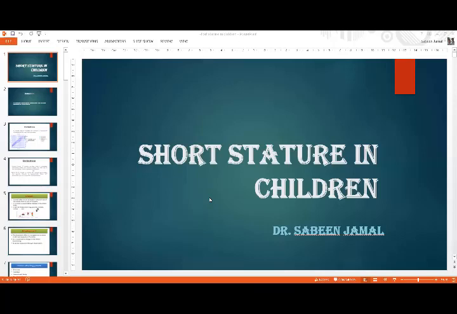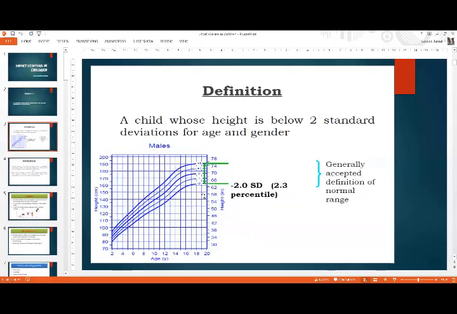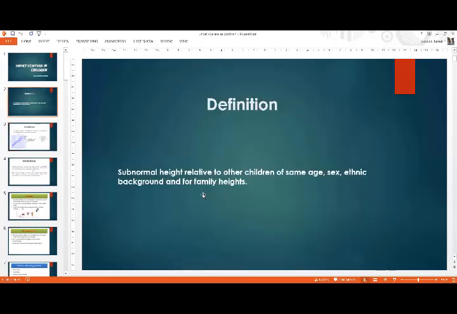Today, I'm going to discuss with you an important topic, that is short stature children. First of all, what is the definition of short stature? Subnormal height relative to other children of the same age, sex, ethnic background, and family heights. This is a commonly accepted definition.